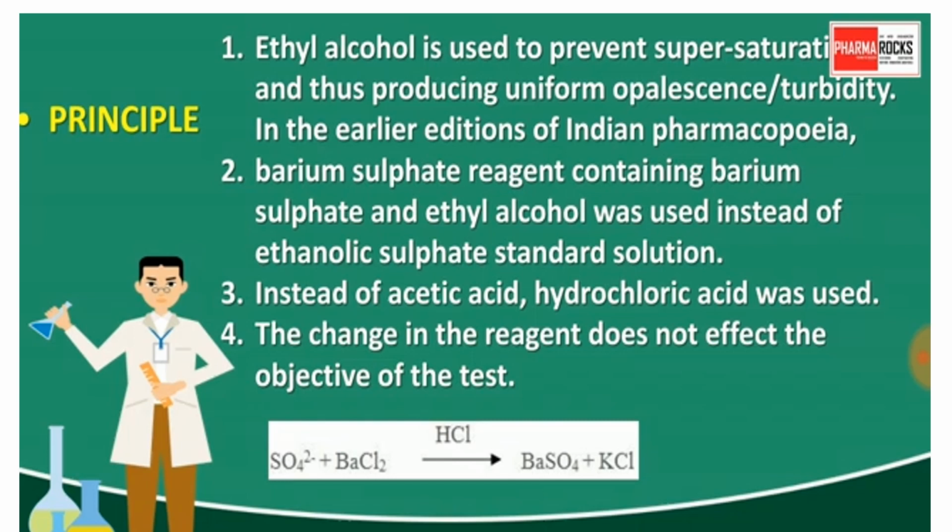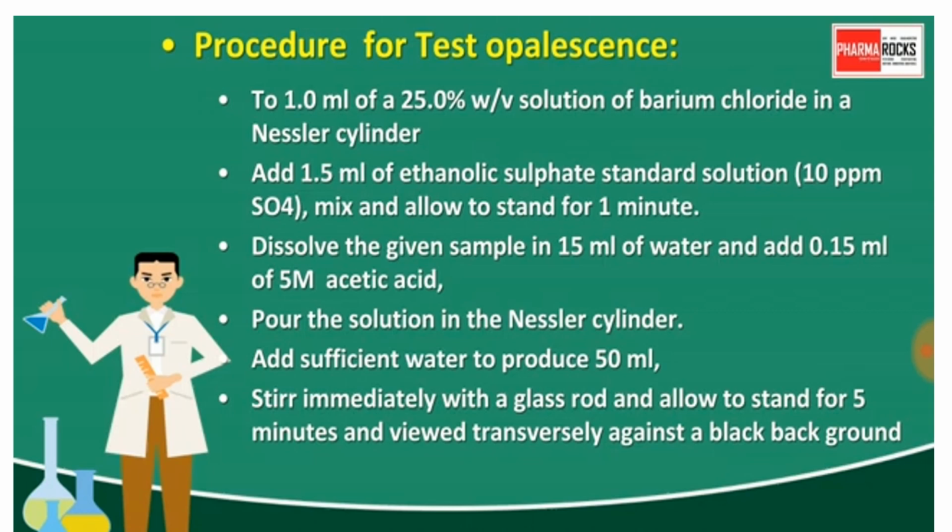The change in the reagent does not affect the objective of the test. We may change the reagent, but changing the reagent does not affect the results. So the chemical reaction is sulfate plus barium chloride in the presence of acid to produce barium sulfate plus potassium chloride. The procedure for the test of opalescence is that you have to take 1 ml of 25% weight by volume solution of barium chloride in the Nessler cylinder and add 1.5 ml of ethanolic sulfate standard solution of 10 ppm sulfate ion.